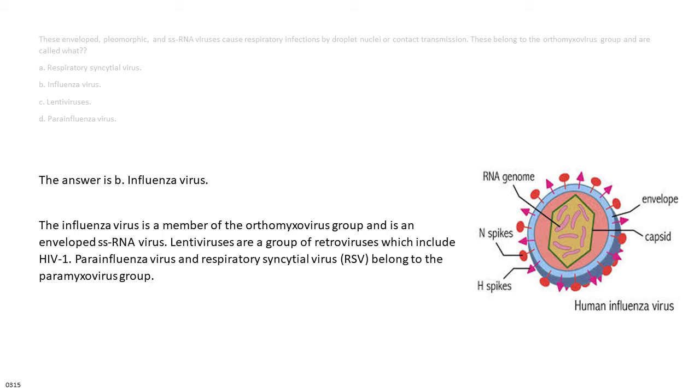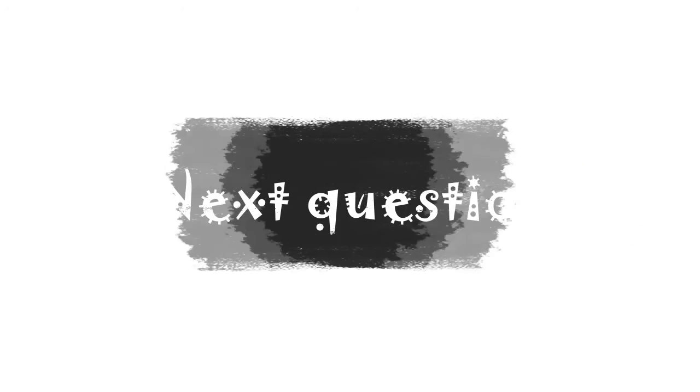The influenza virus is a member of the orthomyxovirus group and is an enveloped ssRNA virus. Lentiviruses are a group of retroviruses which include HIV-1. Parainfluenza virus and respiratory syncytial virus, RSV, belong to the paramyxovirus group.